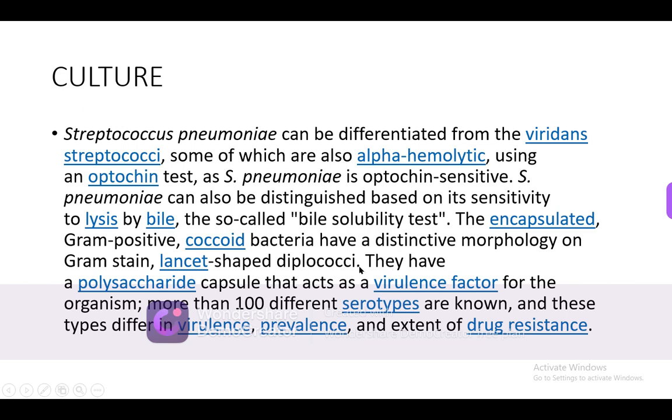This is the answer. They have a polysaccharide capsule that acts as a virulence factor for the organism, with more than 100 different serotypes. As far as research and epidemiology are concerned, serotypes number 100 or more. These types differ in virulence and drug resistance. In different geographical areas, different serotypes are present.